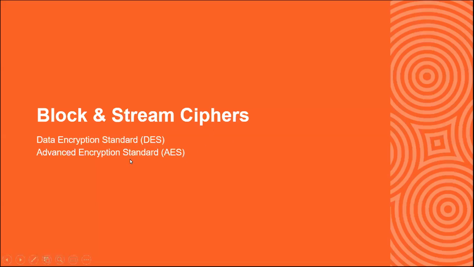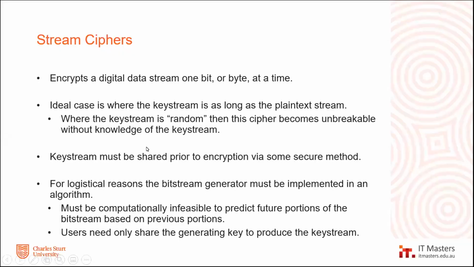All right, if we look at block and stream ciphers, a couple of examples, Data Encryption Standard and Advanced Encryption Standard, is what we're going to look at. Stream ciphers are exactly what they sound like. They encrypt the digital stream one bit or a byte at a time. So it feeds the ones and zeros. We still convert our letters into binary and we feed them one by one into the cipher as a stream. The ideal case is where the key stream, the stream of ones and zeros that make up the key, is the same length as the plain text stream.